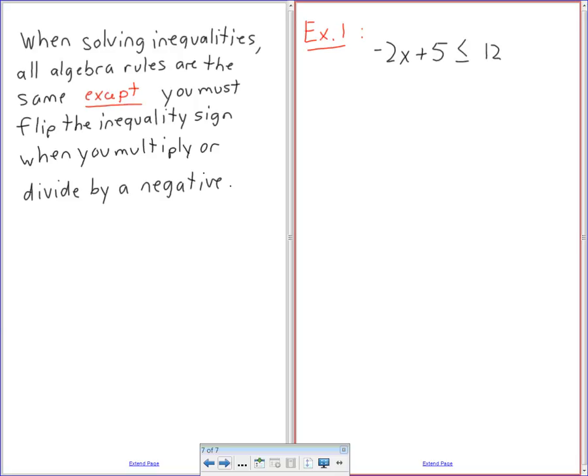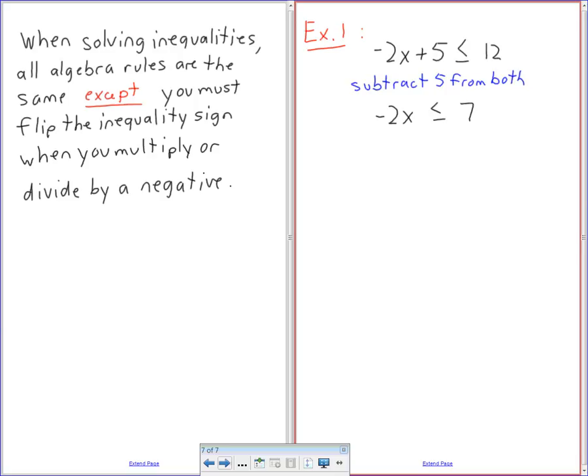Bring the 5 over. What's the 5 going to turn into? Negative 5. So we're going to subtract 5 from both sides. And that's going to be then negative 2x is less than or equal to 7. All right, Bailey, you're up.